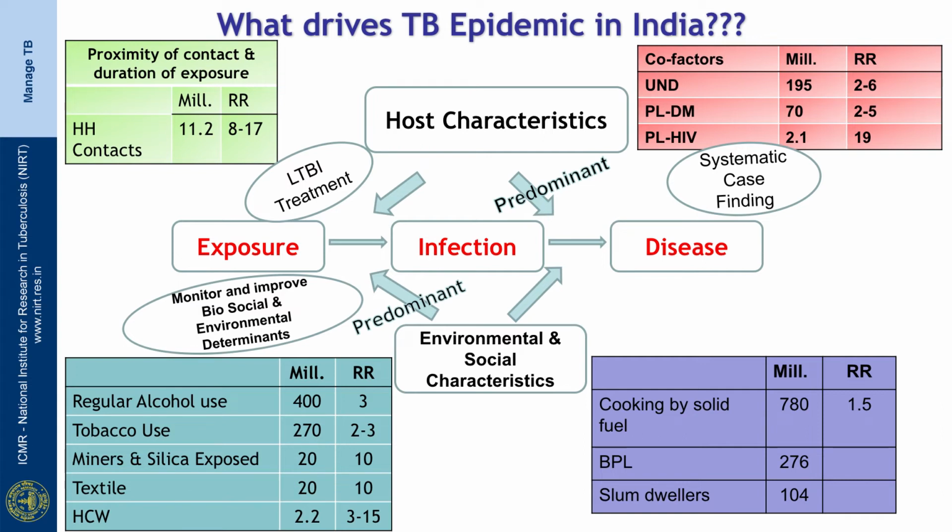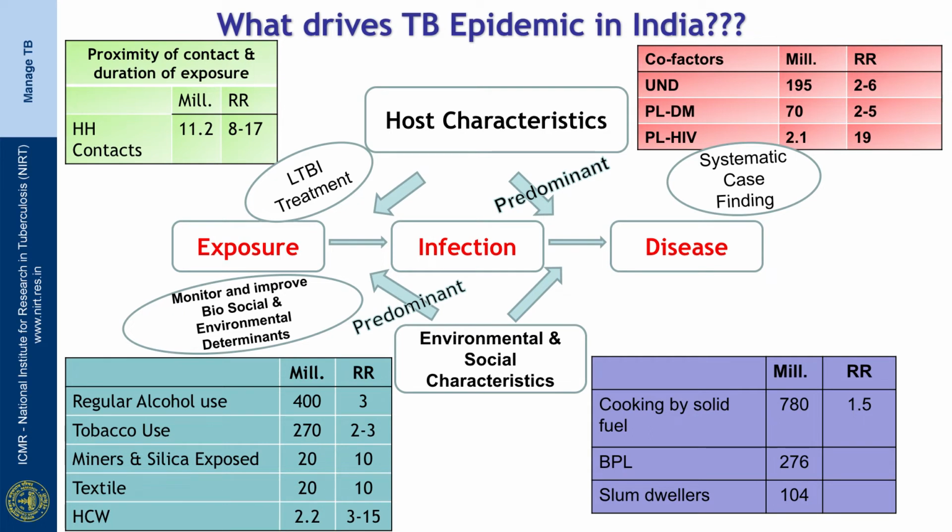There are certain occupations, just like miners, those people who work in silica exposed industries, those exposed to organic textile dust, and healthcare workers who have much higher risk of TB compared to the normal population. Indoor air pollution affects 780 million population in this country, and they have 1.5 times the risk of TB disease compared to the general population.